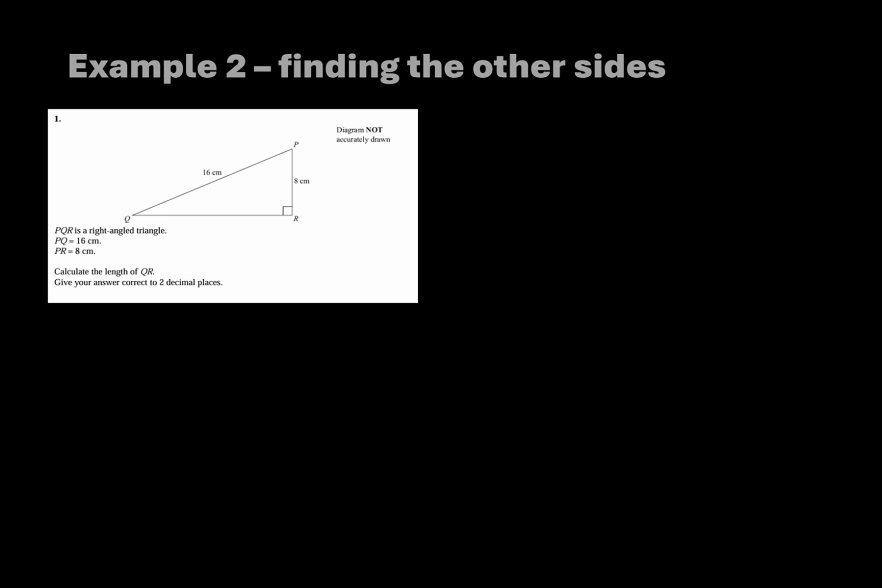I'm going to use a second example here. We're going to find the other side. So now we're finding A or B, not just the hypotenuse. We're going to start the same. We're just going to identify our sides. So we're going to call A 8. B here must be x, because that's what we're looking for. Remember, A and B could be either way around. But C must be 16, because it's the hypotenuse.